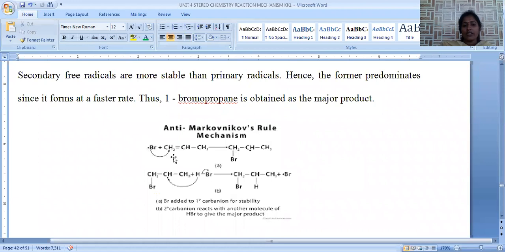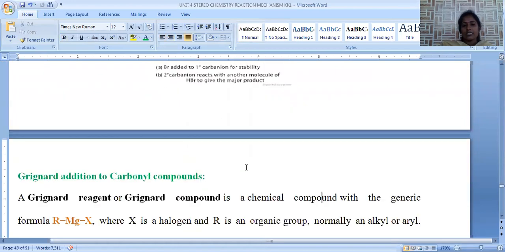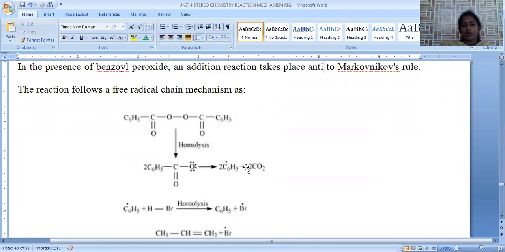Then bromine is treated with the carbon-carbon double bond, and 1-bromo substitution is possible. The second carbon has the free radical. The second carbon free radical is again treated with one more HBr molecule and H is attached here. We will get 1-bromopropane as the final product. So this is about the mechanism of the anti-Markovnikov rule.